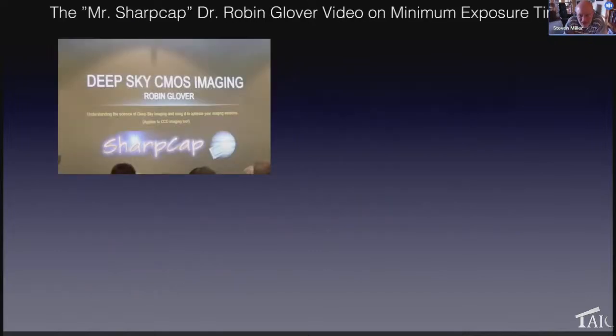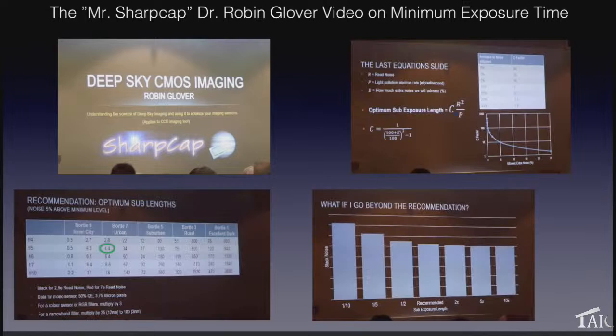Sharpcap, Dr. Robin Glover. Glover has a video on YouTube, you can find it, on what's a reasonable minimum exposure time based on modern CMOS cameras. He has a lot of math and a lot of tables. But what he explains is that with modern CMOS cameras, the read noise from the camera is so low that you can actually take some fairly short exposures.